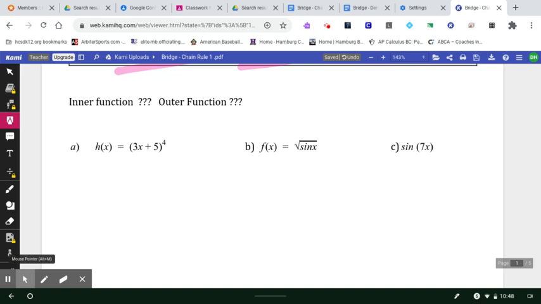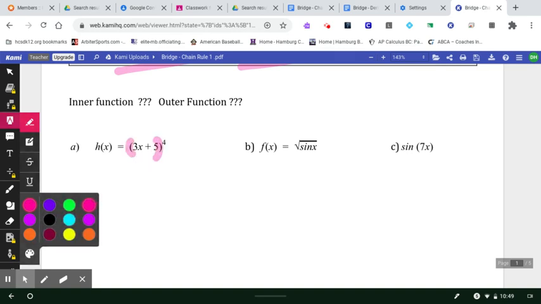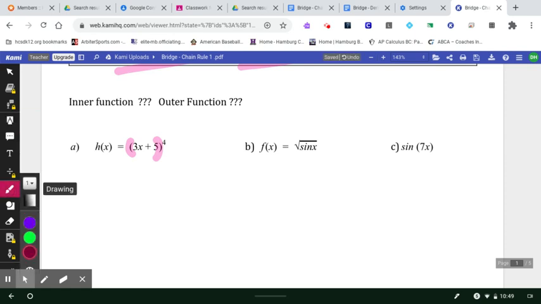Before we do that, though, I just want to identify who is the inner function and who is the outer function. So maybe it's obvious, maybe it's not. There is somebody sitting inside of somebody else here. And to me, the parentheses kind of give it away. The parentheses tell you who is inside something. So let's copy this down and let's make a note about our inner function. The inner function, I'm going to call it f of x in this case. So my inner function is the 3x plus 5. And my outer function, which I'll just call g of x, is the x to the fourth, is the function being raised to the fourth power.